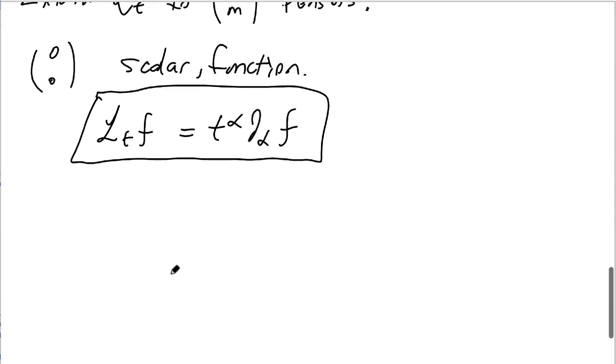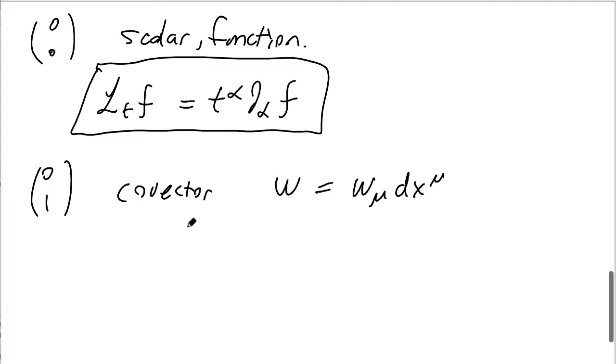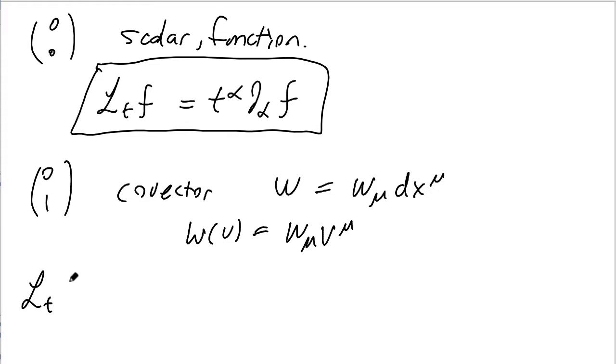Next, let's consider a type (0,1) tensor, which is of course a covector. Let W be the covector, so it has components W_mu. To determine how the Lie derivative acts on W, we first let W act on a vector to form a scalar. In terms of components, that's W_mu V^mu. And this scalar function, we know how the Lie derivative acts on that. It's just a scalar, so it acts as a directional derivative.